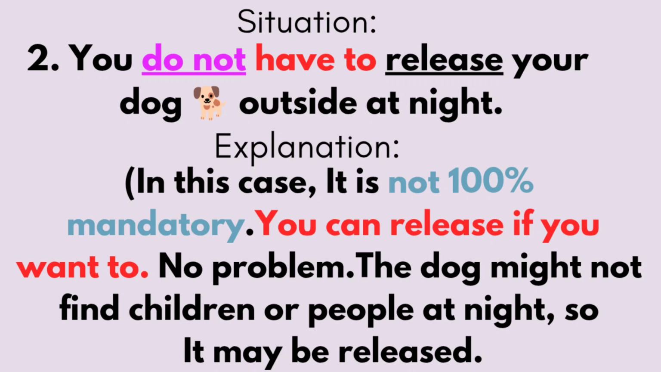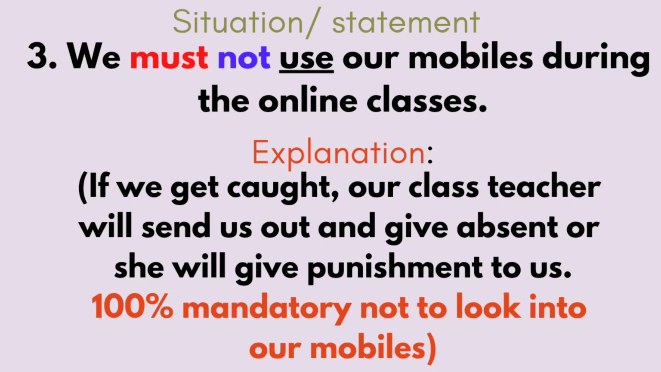Let's see another three examples. Third one: we must not use our mobiles during the online classes. This is the statement or situation. Explanation: if we get caught by our class teacher, she will send us out, mark us absent, or give us punishment. It is 100% mandatory not to look into our mobiles during the online classes. I hope it is clear.